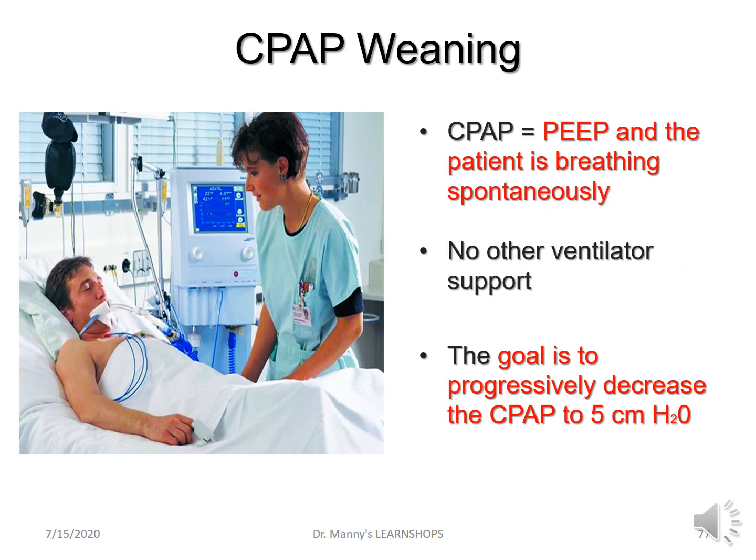CPAP weaning basically means the patient is breathing spontaneously, but they're still connected to a ventilator. But there is no ventilatory support. The goal is to progressively decrease the CPAP to 5 centimetres of water with normal arterial blood gases.